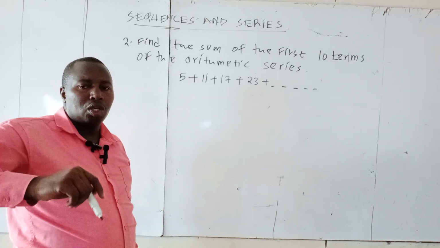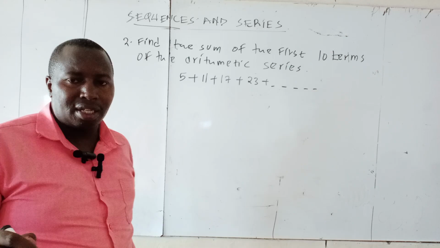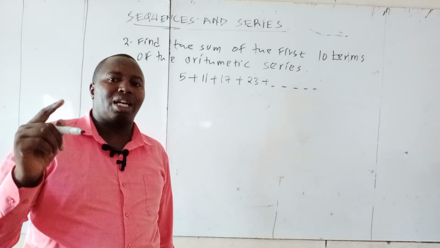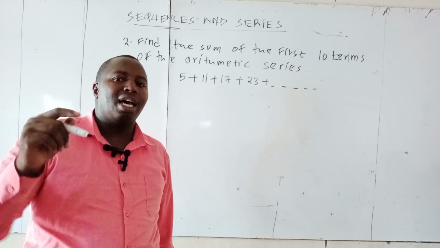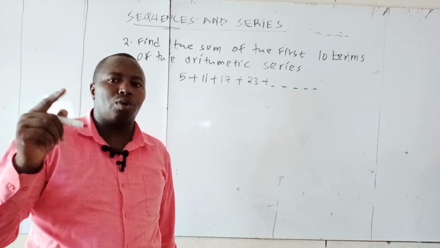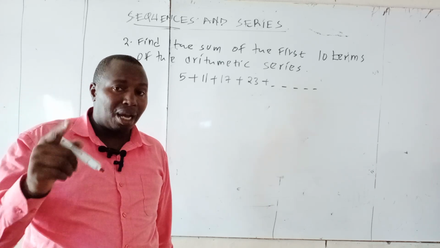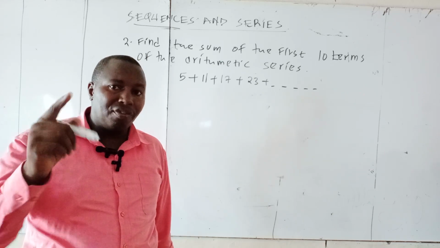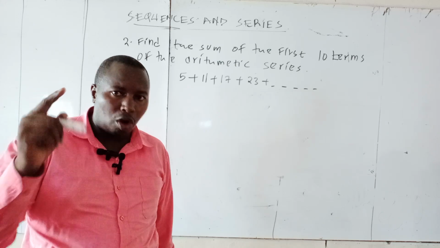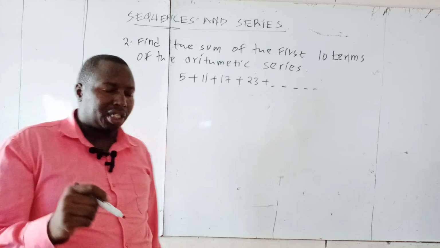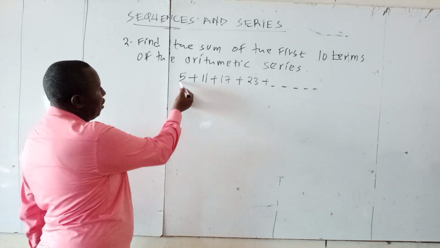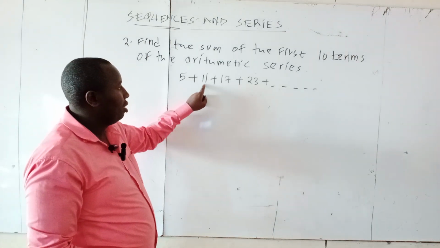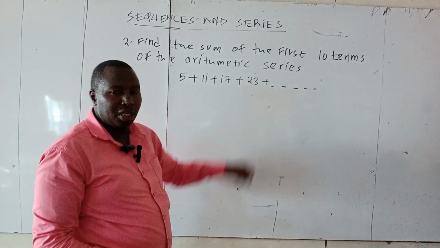When we are talking of an arithmetic series, this is a series or sequence that has a common difference between any two consecutive terms. For example, if you take the first one, you have 5 plus 11 plus 17 plus 23.